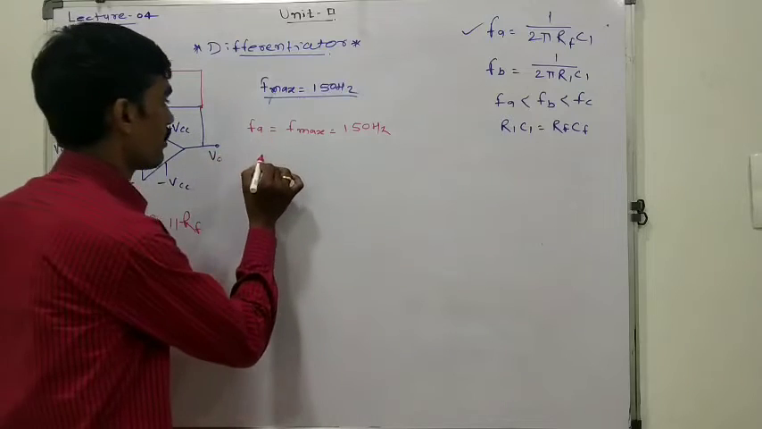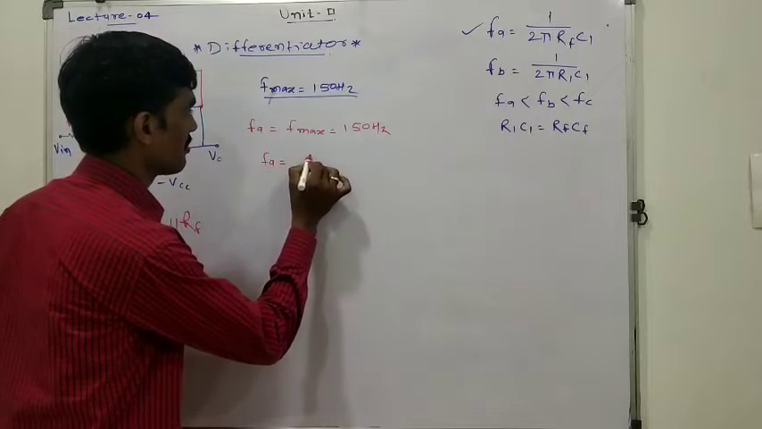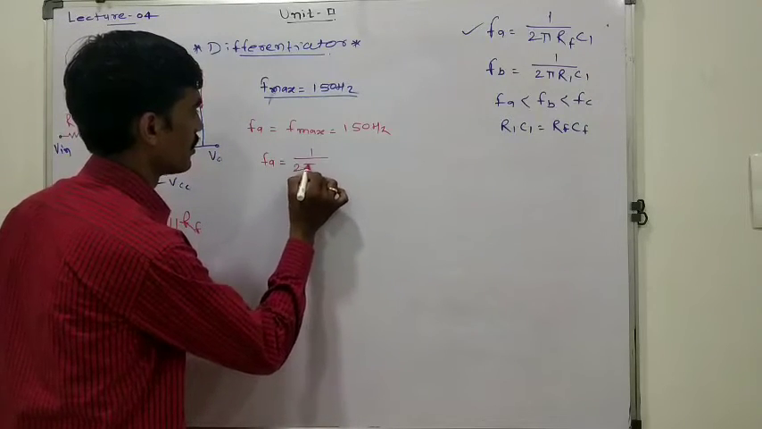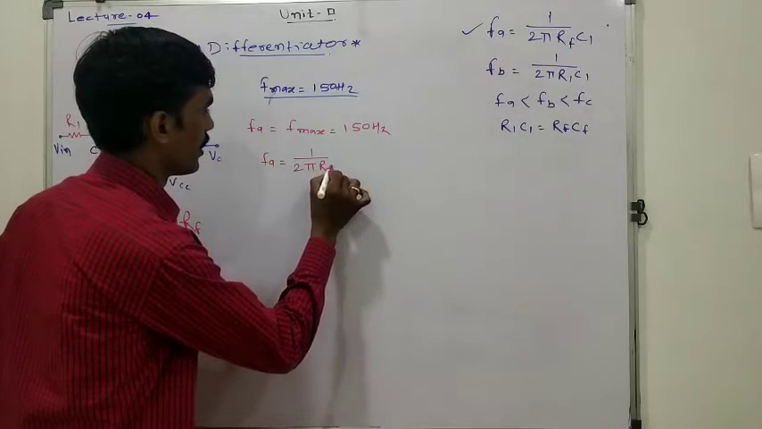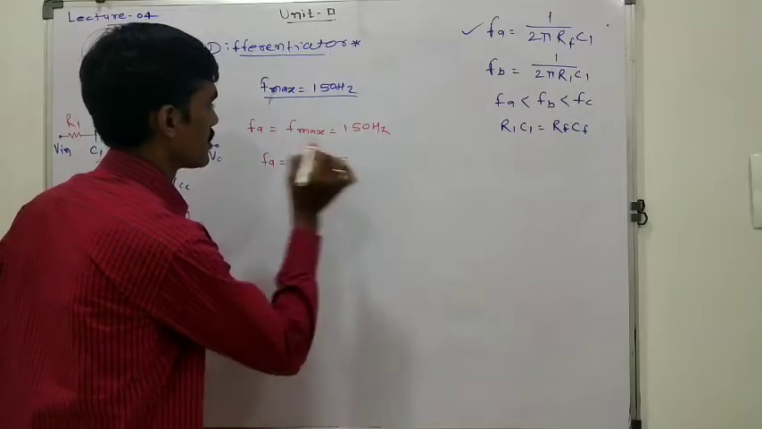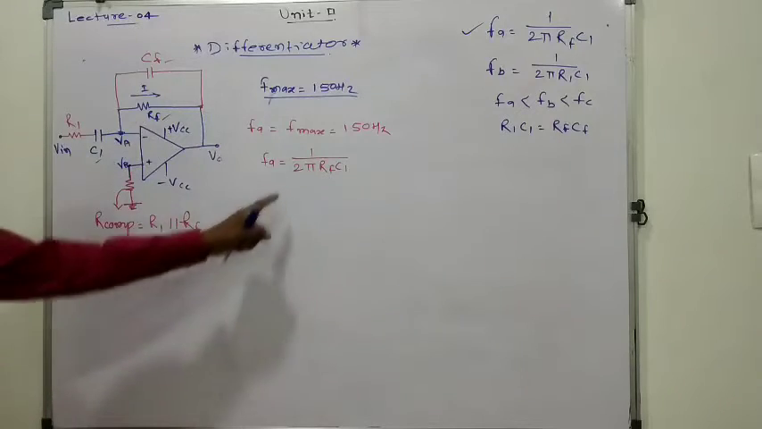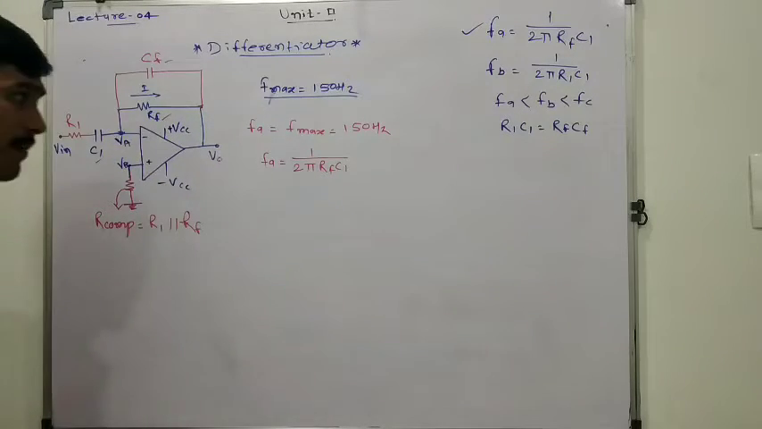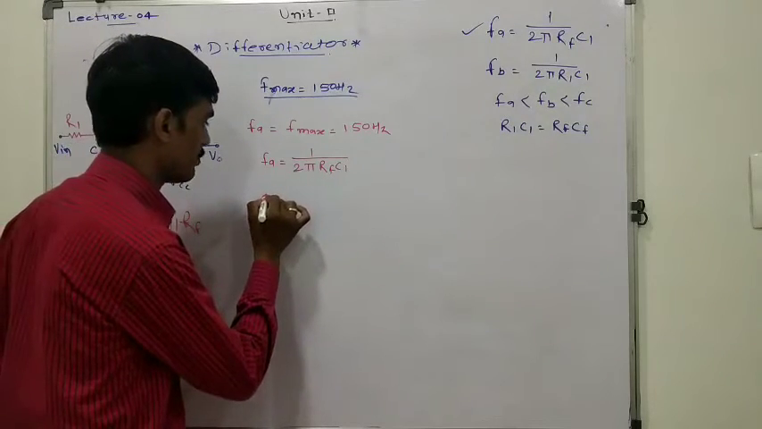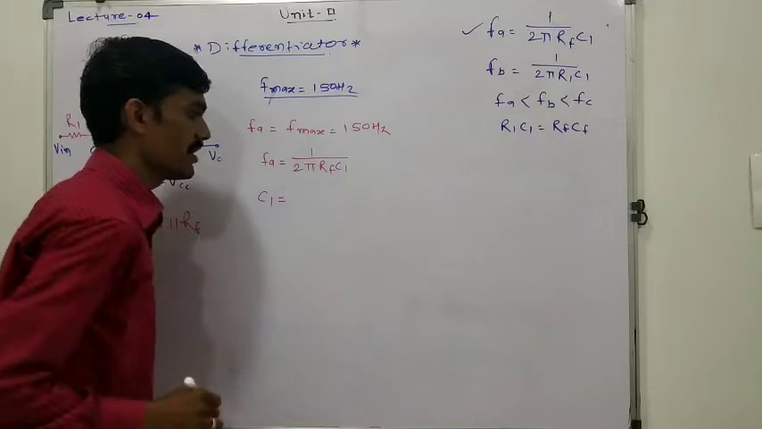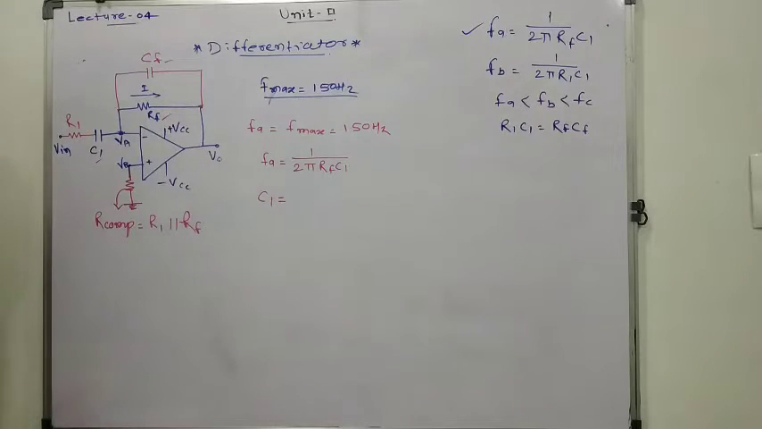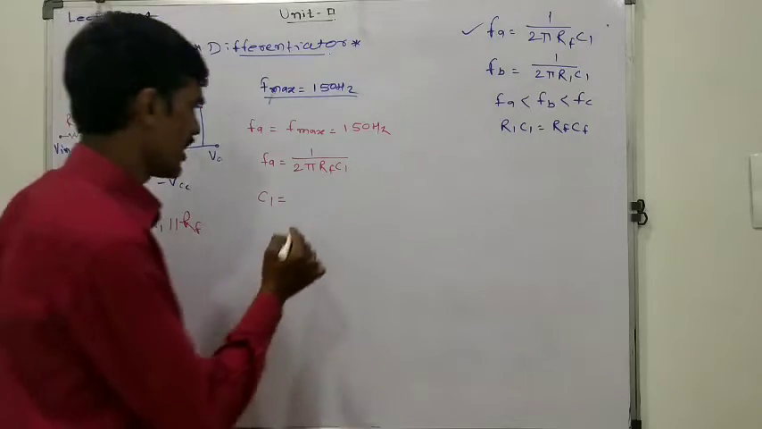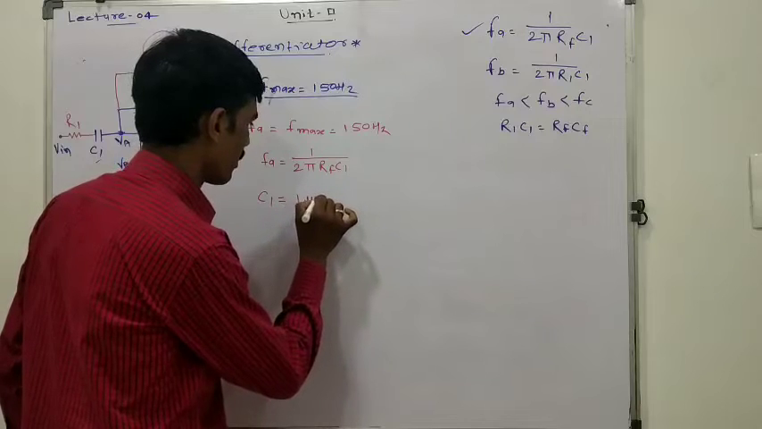Now we know the formula for FA. What is FA? FA is nothing but 1 upon 2 pi RF C1. So this is nothing but a formula. After that, again we have to assume that C1 you can select any value up to 1 microfarad. Either you can select 1 microfarad or you can select 0.1 microfarad. Let us assume that C1 is nothing but 1 microfarad.